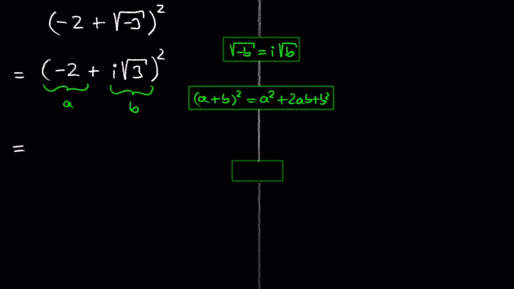So a squared is negative 2 squared. 2 times a is 2 times negative 2, times b is I times the square root of 3, plus b squared is I times the square root of 3 squared.